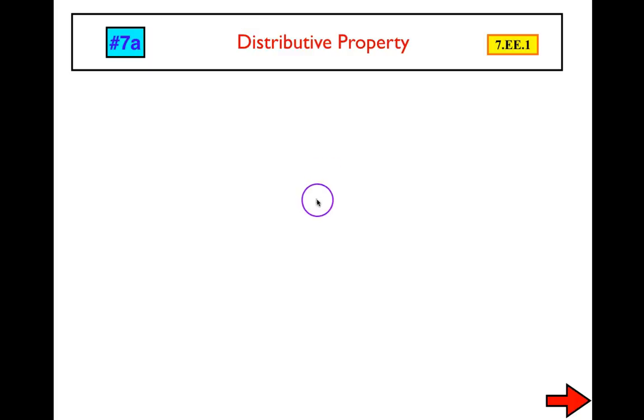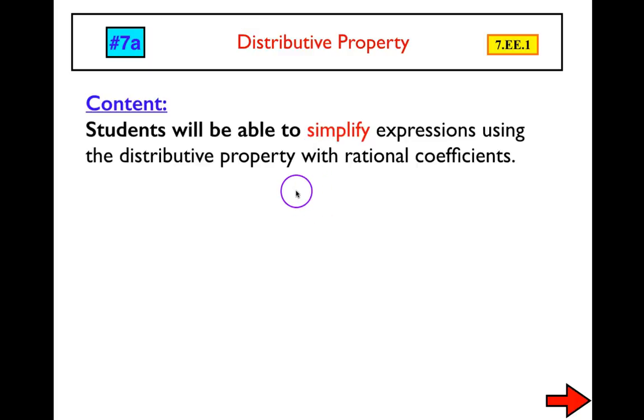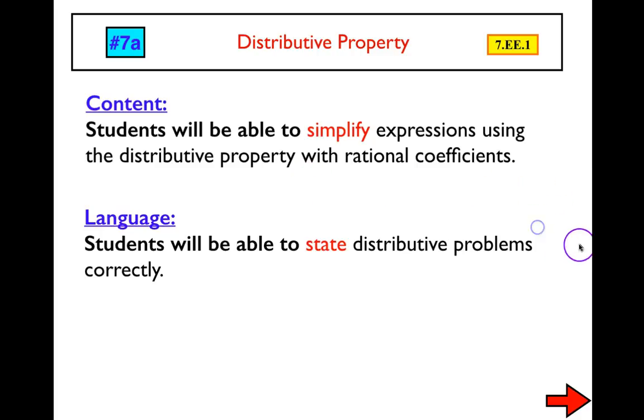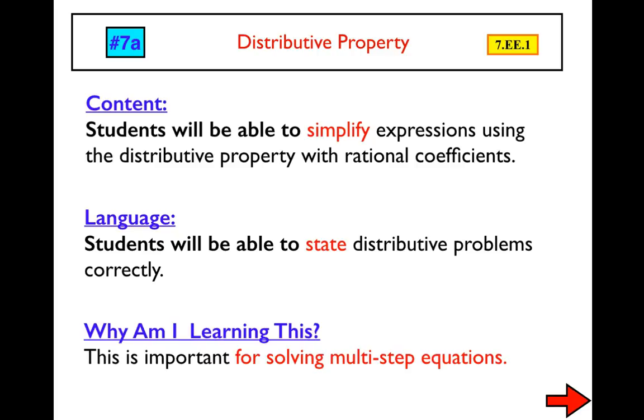Okay, so today we're going to be talking about the distributive property. Our content objective is students will be able to simplify expressions using the distributive property with rational coefficients. Our language objective is students will be able to state distributive problems correctly, so we will be practicing reading them aloud. Why am I learning this? Well, it's important for solving multi-step equations.